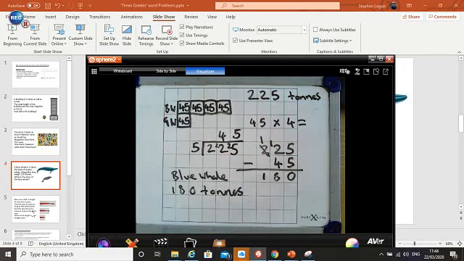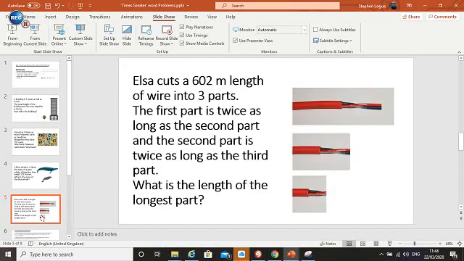We know that Elsa had, at the beginning, a 602 metre length of, I'm calling it string, it's wire, 602 metre length of wire. And we're going to share it between all the parts to find out each part. So 1, 2, 3, 4, 5, 6, 7. 602 divided by 7.